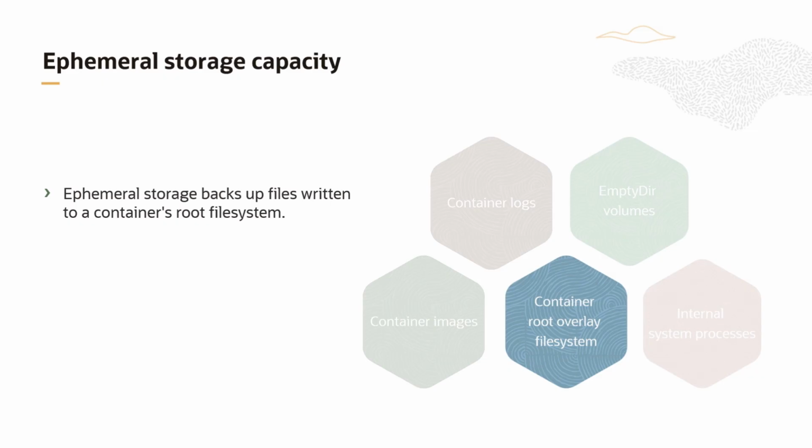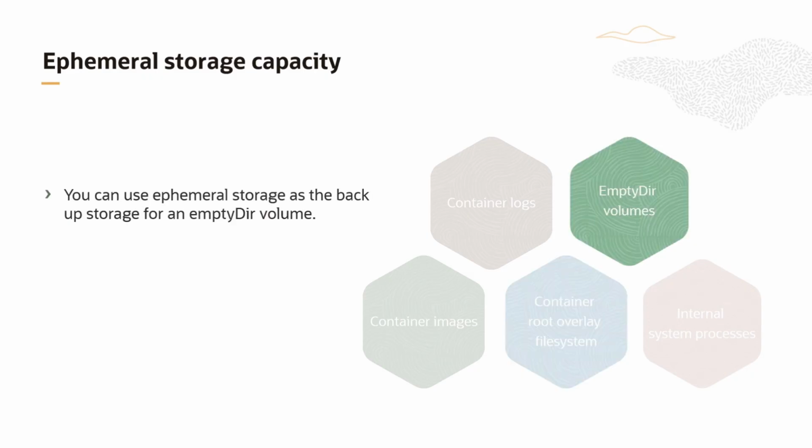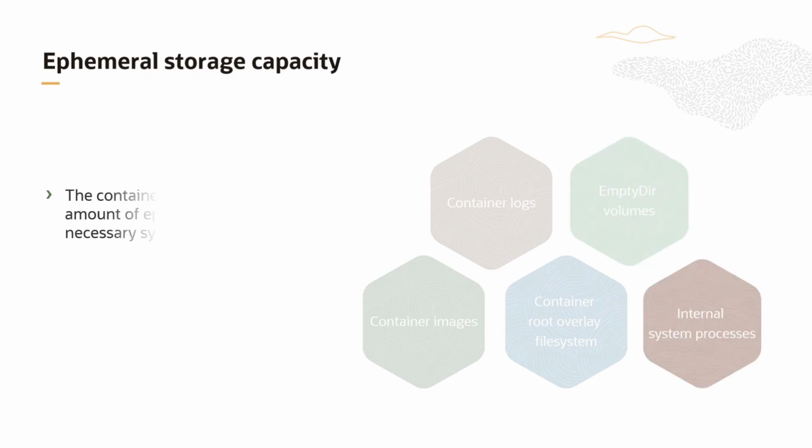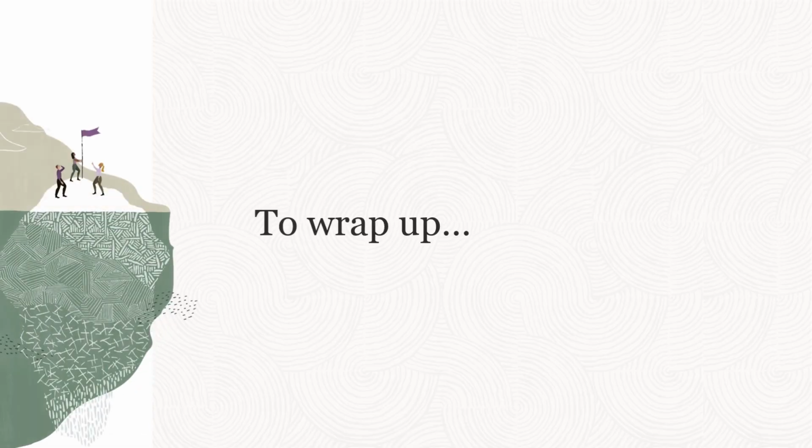Additionally, the container's root overlay file system relies on ephemeral storage for file backups, ensuring data integrity and reliability. Moreover, emptyDir volumes can utilize ephemeral storage as backup storage, providing temporary storage solutions for container data. Finally, internal system processes within the container instance also utilize a small portion of ephemeral storage to support essential system operations. And we will continue exploring container instances in the next lesson.